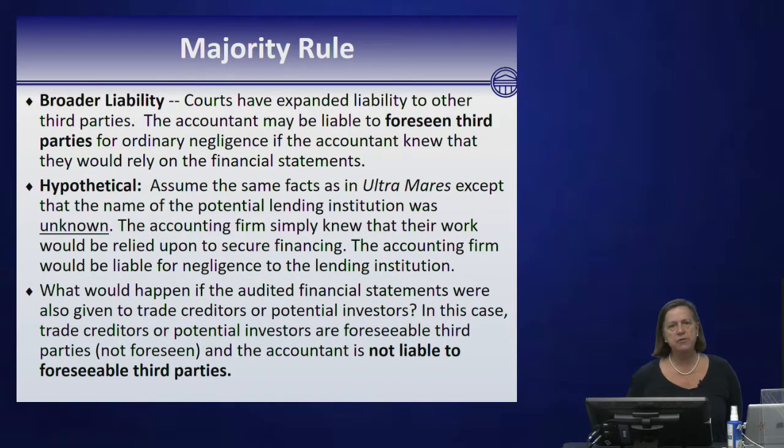Courts have expanded liability to other third parties. An accountant may be liable to foreseen third parties, that is, you know someone else is going to rely on your work, for ordinary negligence if the accountant knew they would rely on the financial statements. So if the accounting firm simply knew that their work would be relied on to secure financing, then the accounting firm is liable for negligence to the lending institution. However, what would happen if the audited financial statements were given to trade creditors or perhaps potential investors? In this case, trade creditors or potential investors are not foreseen, but they are foreseeable third parties, and the accountant is not liable to foreseeable third parties.